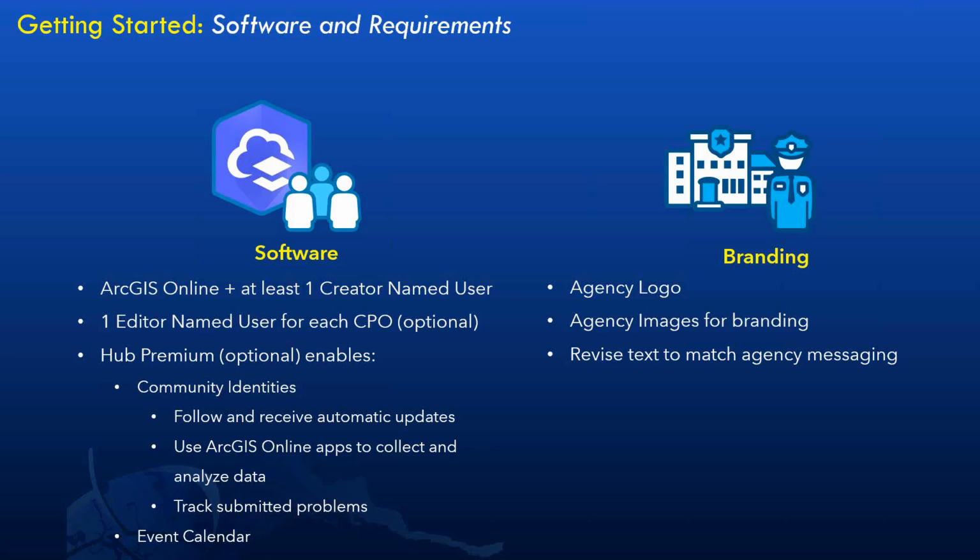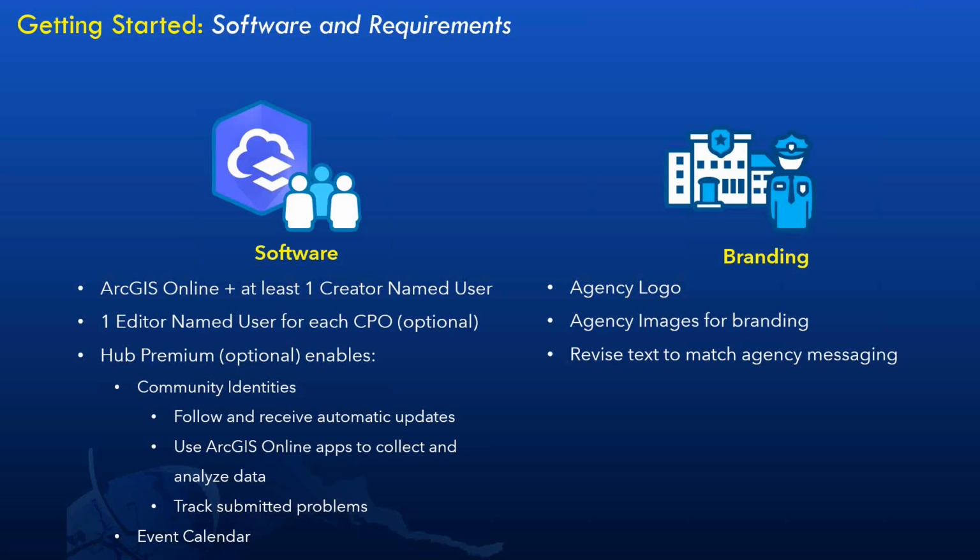That's an additional cost that is going to enable those community identities for your citizens to follow and receive updates about updates that you make to your transparency site. It's going to let them use ArcGIS Online apps. So if you want to engage them in projects to collect data or analyze data as part of crime problem solving projects, you can do that. And it lets you help them track their submitted problems that they submit using the community crime problem reporter, as well as creating events using the event calendar.